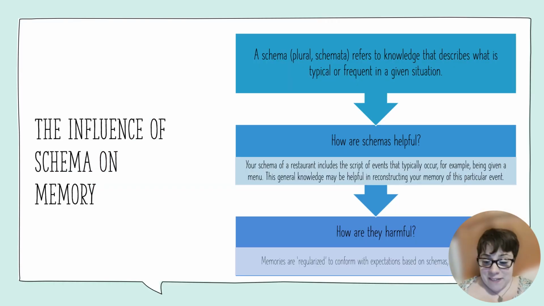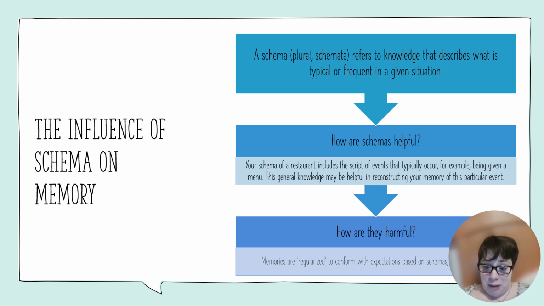So the last concept that we are going to review in this lecture on semantic memory is schema or schemata and the influence of schemas on memory. So a schema, or singular schemata, refers to knowledge that describes typical or frequent events in a particular situation.